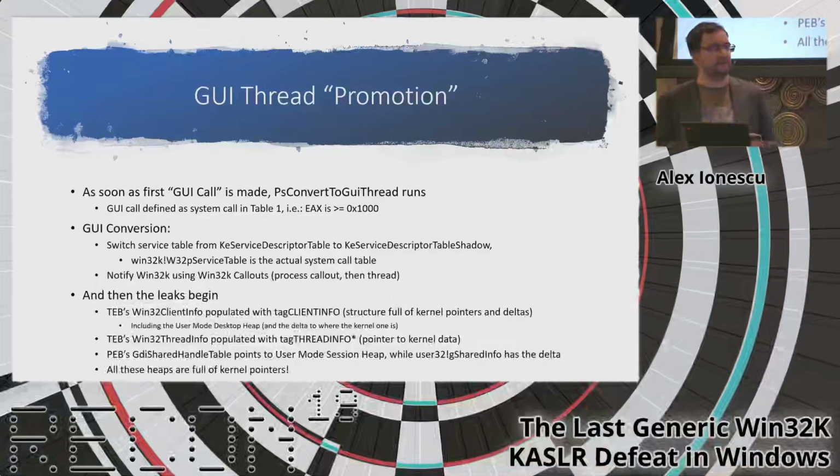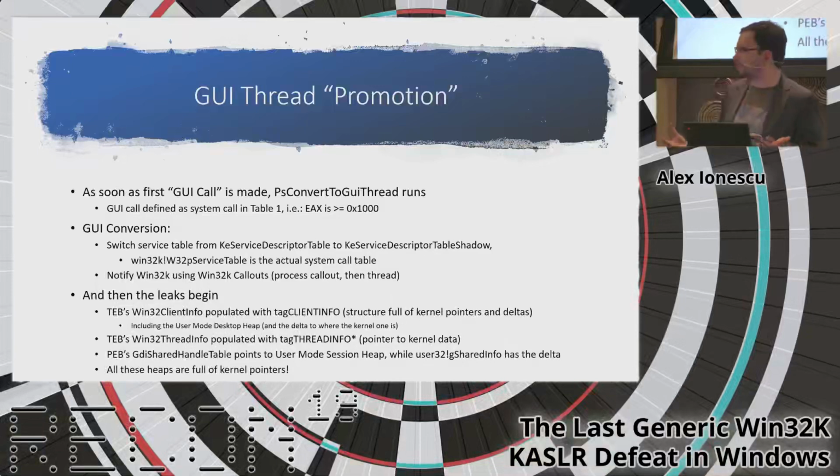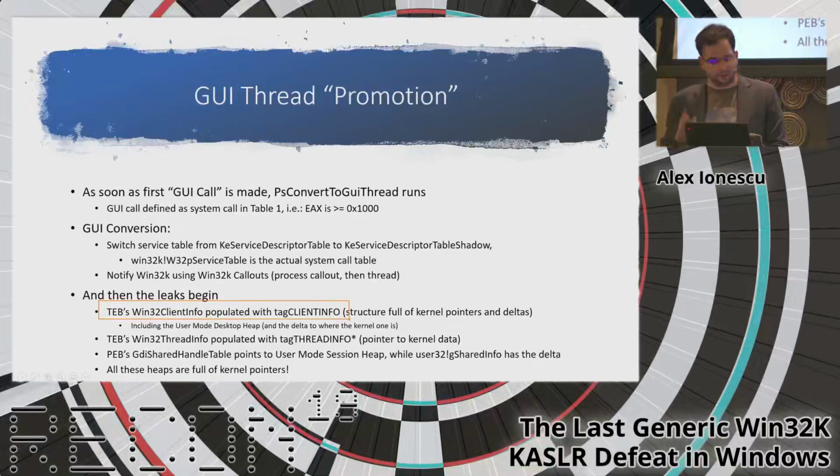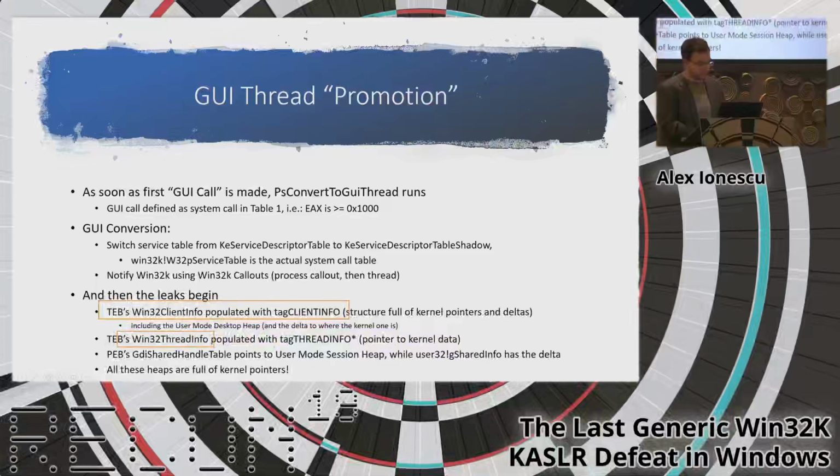Because of that, Win32K.sys then gives you some gifts. Basically says, hey there, thanks for talking to me. I've got some things I want to share with you. So in your TEB, which is a user mode data structure, it populates an entire structure called tagCLIENTINFO. And tagCLIENTINFO is a kernel structure. So it basically gives you kernel pointers in your TEB, and as part of that, it also maps what's called the desktop heap. Then, in another field in the TEB, it gives you a kernel pointer to a structure called tagTHREADINFO. So it gives you yet another kernel pointer.